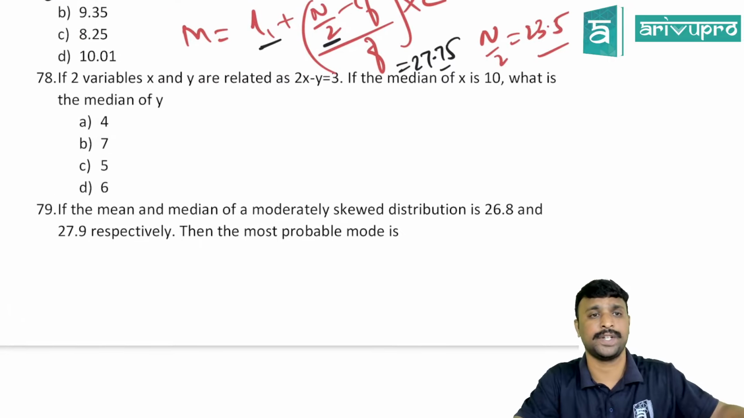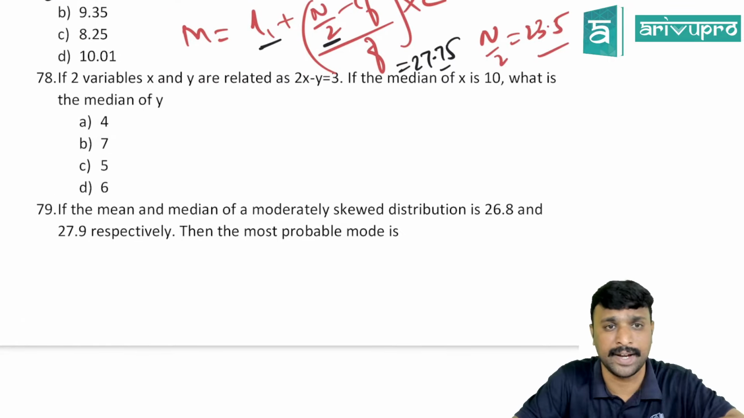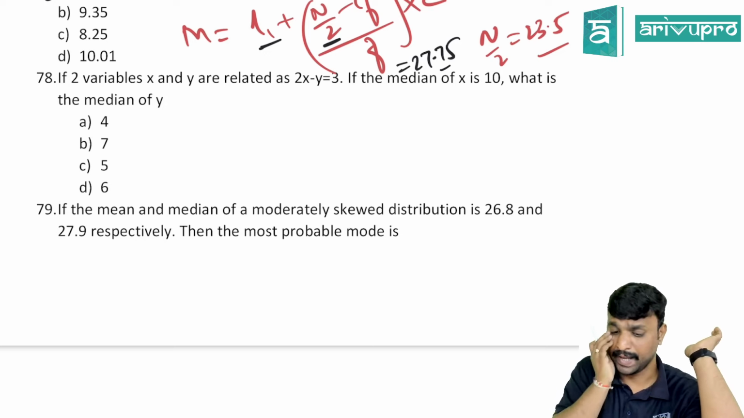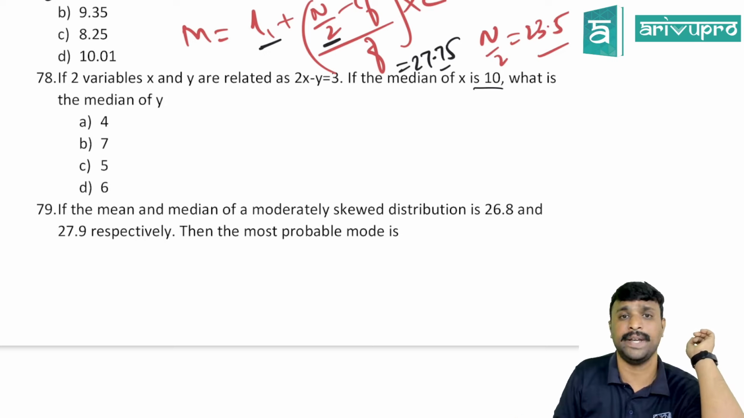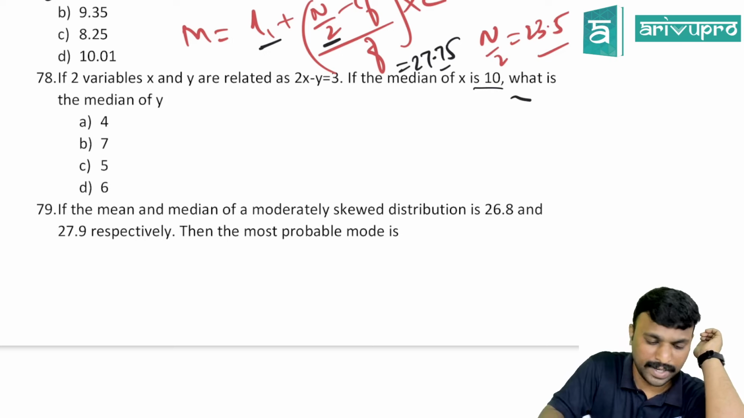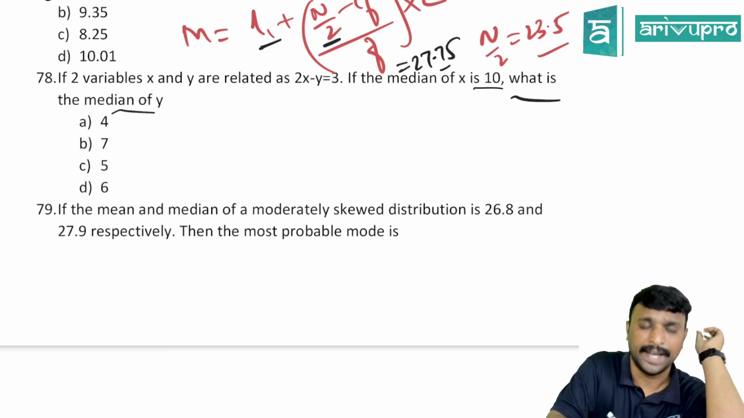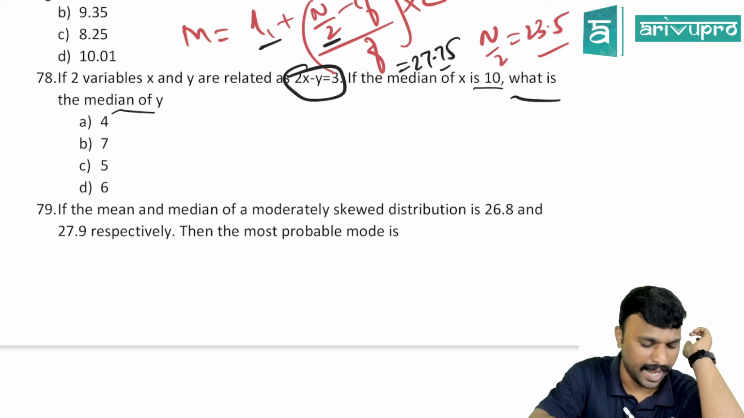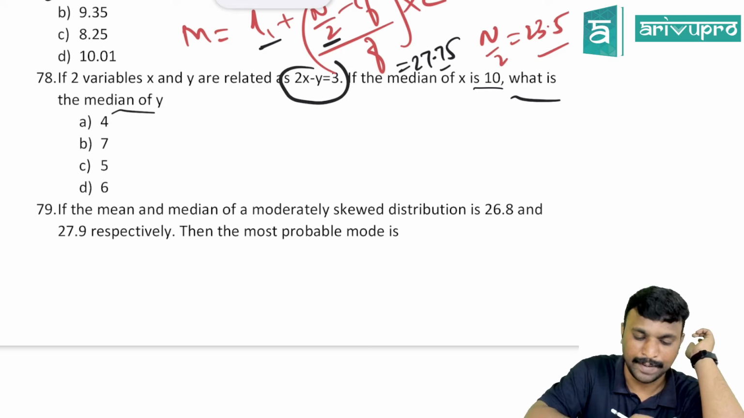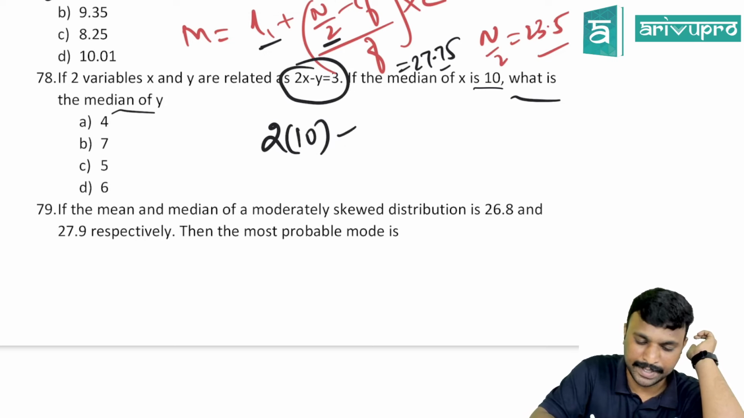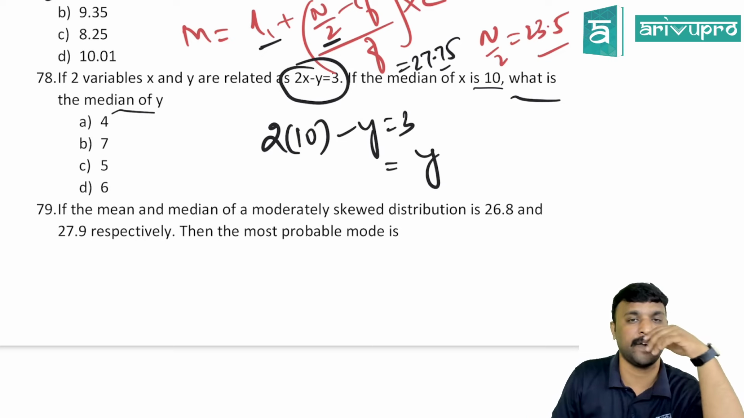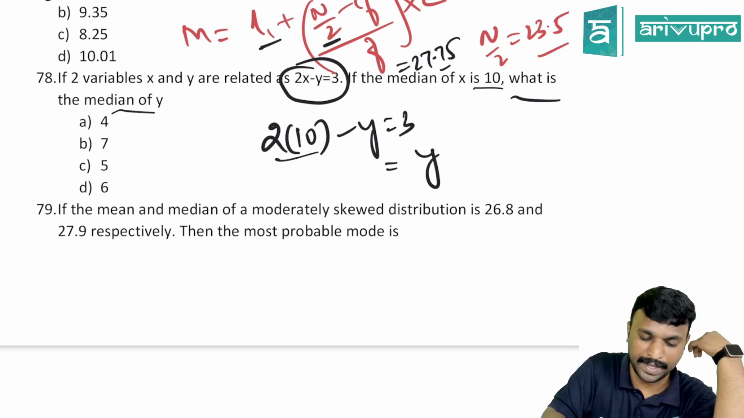Guys, look at the next question. If two variables x and y are related as 2x minus y equal to 3, and the median of x is 10, what is the median of y? Guys, it's a central tendency concept. So we have to use the entire equation and plug in the value of x. In place of x, it is the median of x you have to plug in. So 20 minus y is equal to 3. Guys, ultimately, what you need to find out is y. So 20 minus 3 is 17.